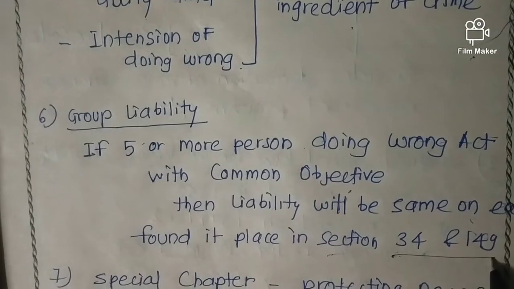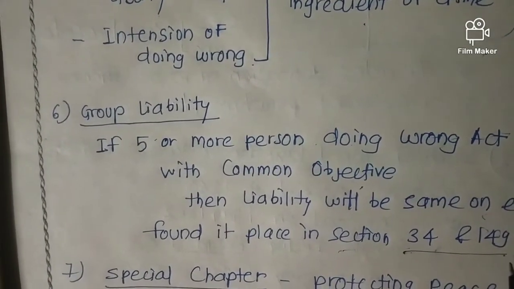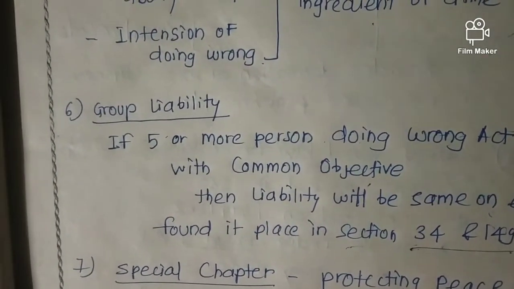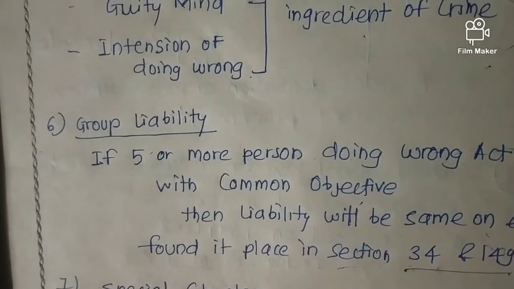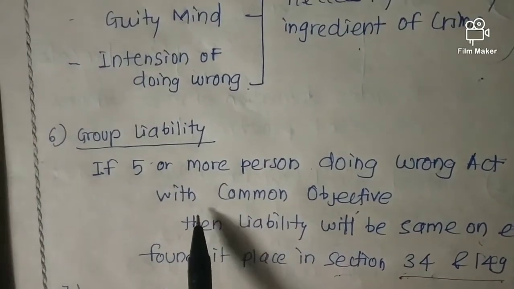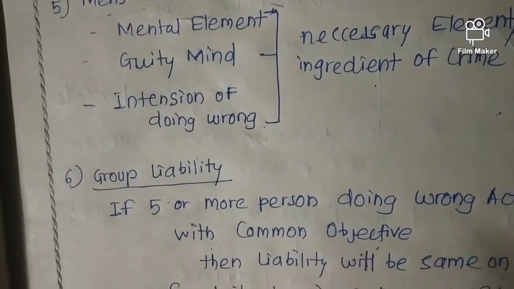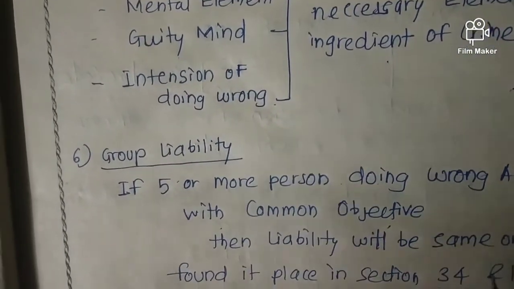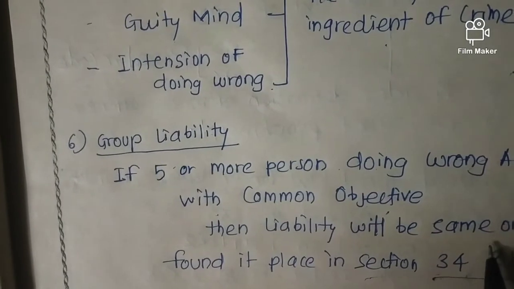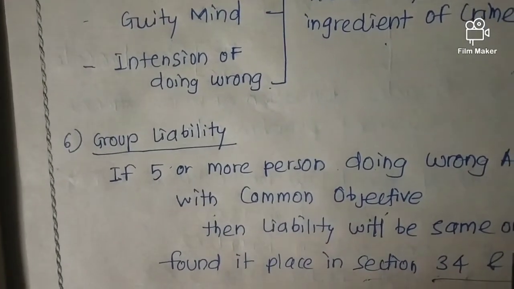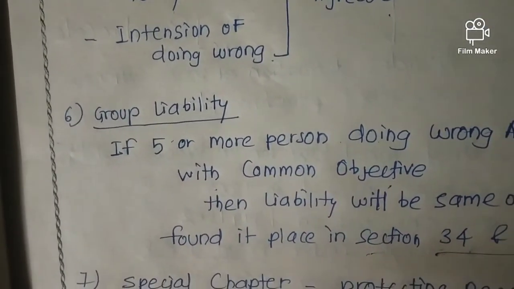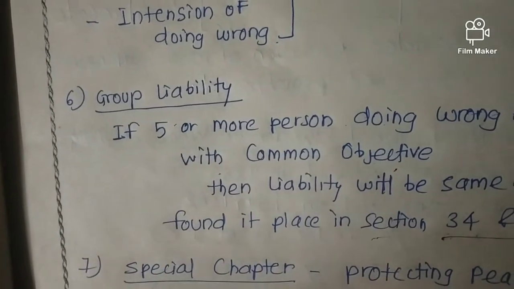So group liability, you well understood, means that if five or more persons are doing any criminal activities with a common objective, then liability will be fixed on each of them equally under Section 34 and 149 of IPC.